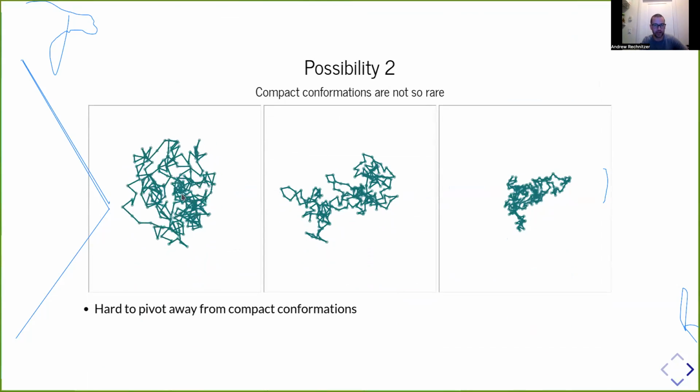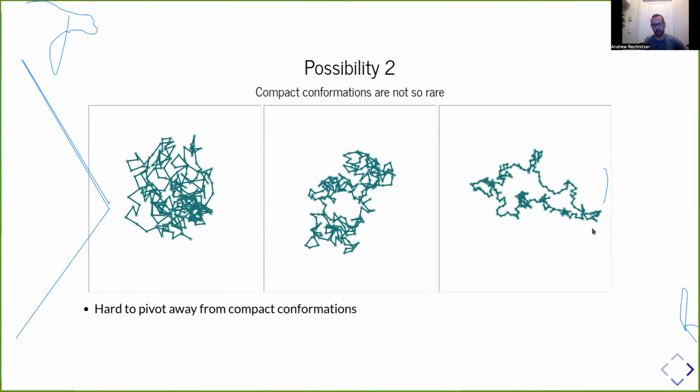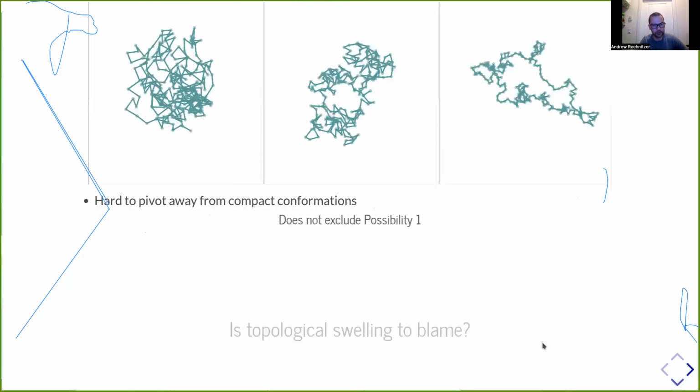So here's a compact unknot, here's a less compact unknot, and here's a very bloated and open unknot. And so it's possible that these very, very compact unknots are not so rare, and it's very hard to pivot away from them, that most pivots will fail. And this, of course, doesn't exclude possibility one.